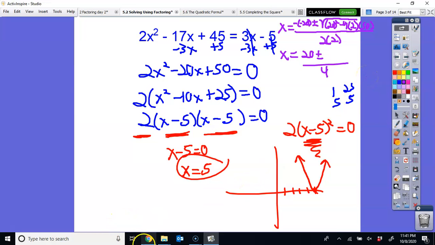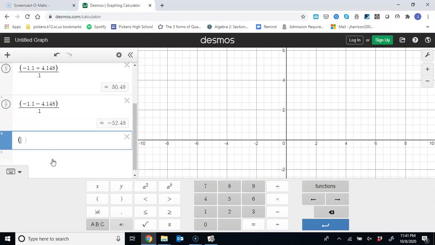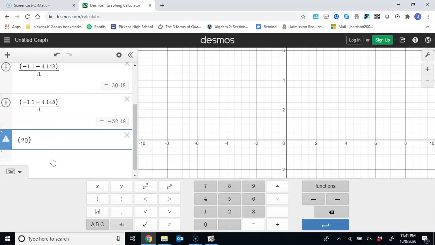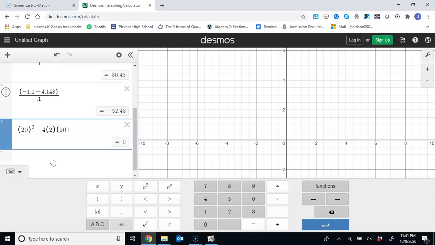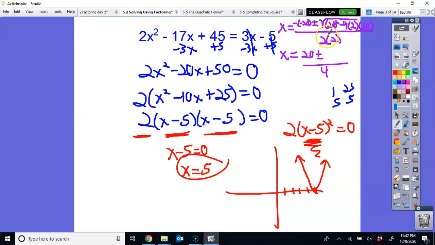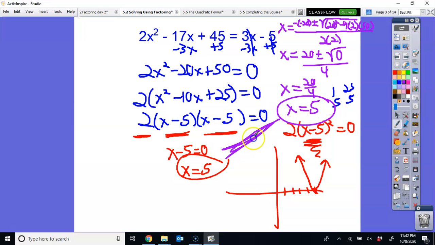Watch what happens with this. You've got 20 squared minus 4 times 2 times 50. It's 0. What? That means I'm going to have the square root of nothing, which is nothing. So that's 20 over 4, which is 5. Same answer. Look at there. Guys, that's what happens when it's only one answer. You're going to get a vertex there, because the vertex is only one point where it crosses the x-axis.